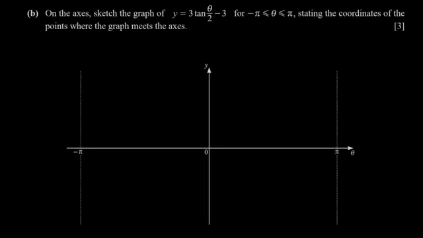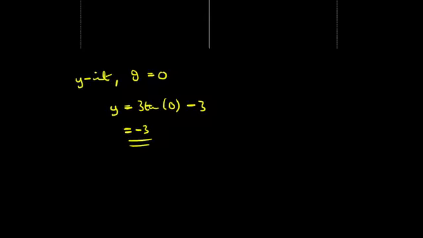Well, we've got to figure out what the x and y intercepts will be. The graph has been shifted down by 3, so we should know that the y-intercept is going to shift from the origin down to negative 3. It's probably a good idea just to demonstrate that as well. The y-intercept is when x is equal to 0, or in this case, theta is equal to 0. And so what we're going to get is y equals 3 tan 0 minus 3. And tan 0 is, of course, 0. So the y-coordinate is negative 3. So our y-intercept is there.